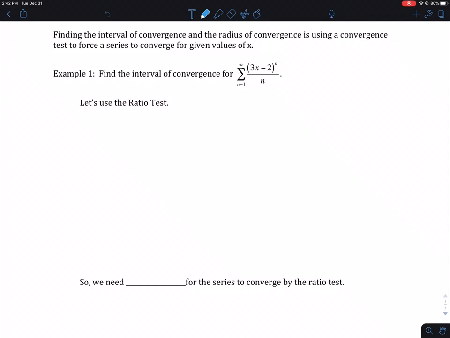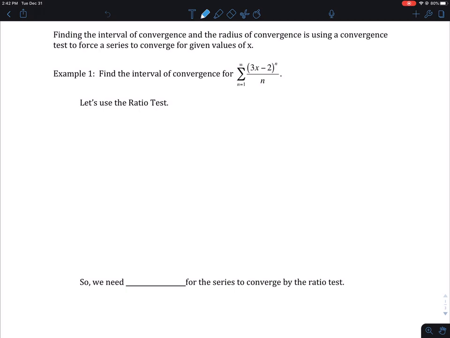Okay, so let's go ahead and take a look at this lesson. This lesson is a little unique, and that is we have x's and n's as variables in our series. So anytime you see a series that has both x's and n's involved, what you're going to try to do is find either the interval of convergence or the radius of convergence.